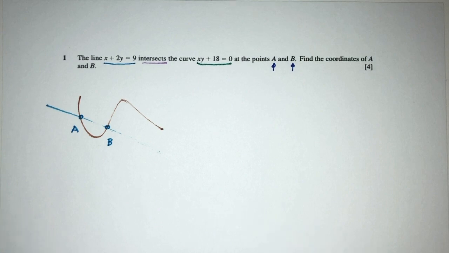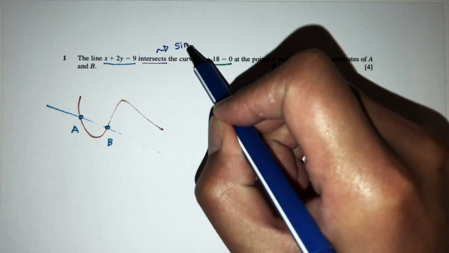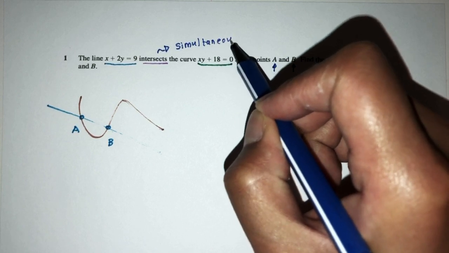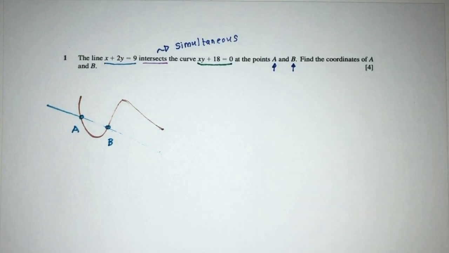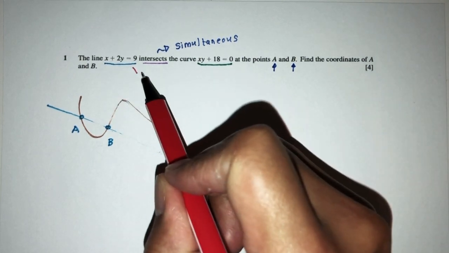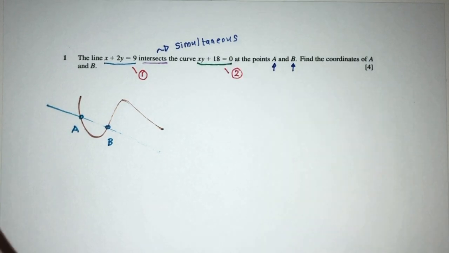Now whenever you see intersection, cuts or meets, it means it will lead to solving a simultaneous equation. So always remember this. If you guys don't know what to do, it will always lead to these kind of questions. Intersects, meets, cuts, it will be these kind of questions. So step by step, here we have two equations. This is my equation number 1, my equation number 2.